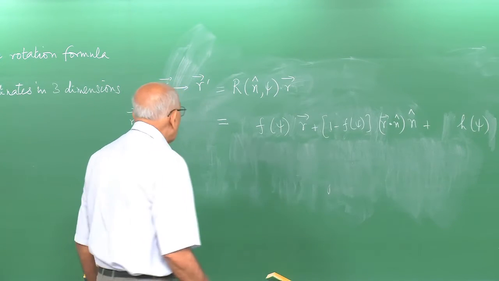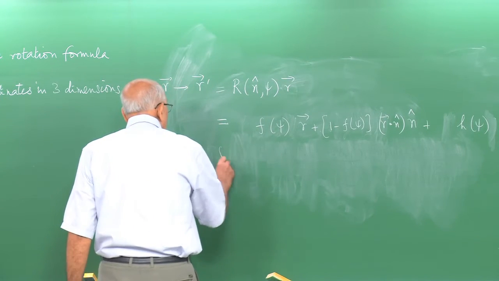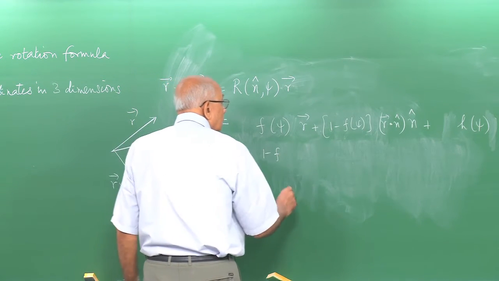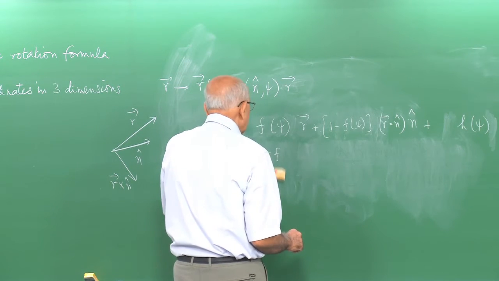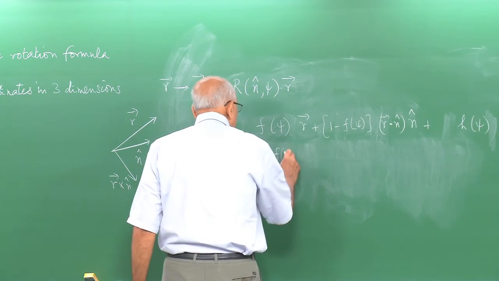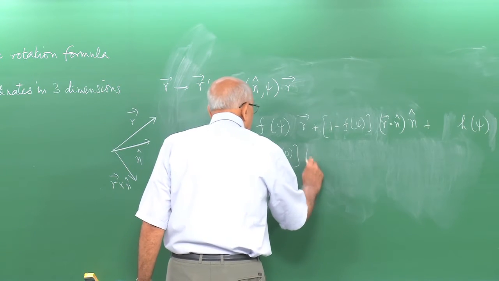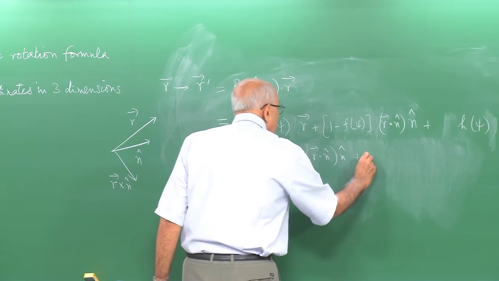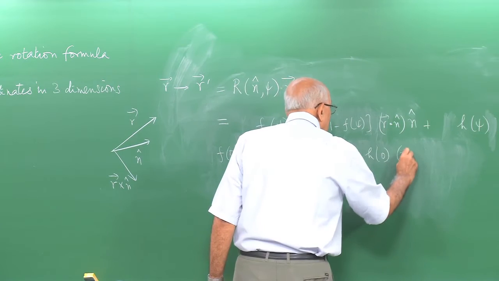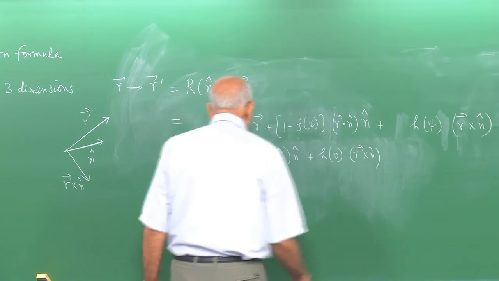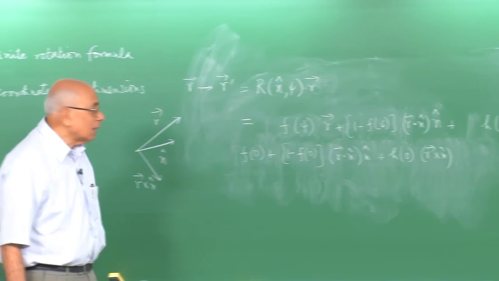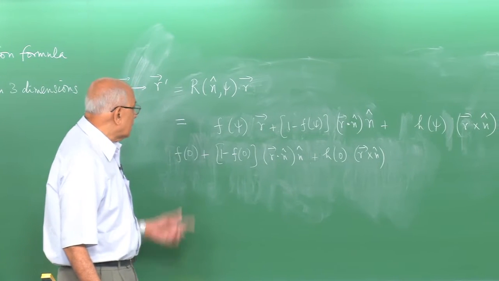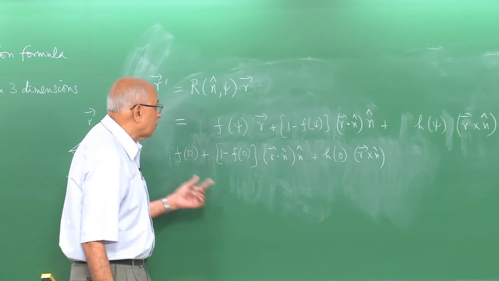And therefore, if you have no rotation at all, f of 0 r plus 1 minus f of 0 (in this case psi is 0) r dot n n plus h of 0 r cross n must be equal to r itself, no matter what n is. And what does that tell you? It's very clear that it immediately implies certain things about f and h.